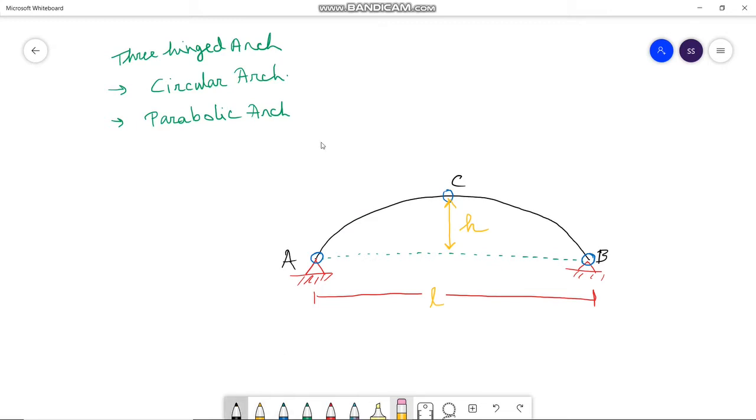This is a typical picture of a three-hinged arch. As you can see, one hinge is at A, one hinge is at the topmost point, that is the crown point C, and the third hinge is at the support point B. Normally, the three-hinged arch is of two types: one is the circular arch and the other is the parabolic arch.